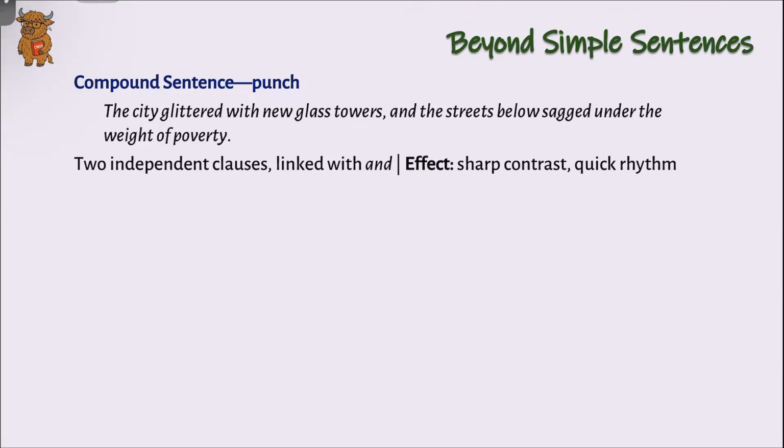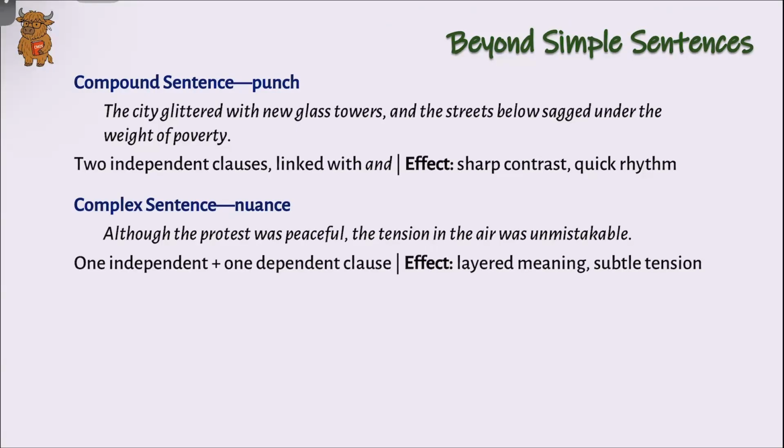We have a compound sentence with two subjects, and two things that the subject does, separated by a comma and an "and." We have a complex sentence that is nuanced. We have one independent and one dependent clause. So you've got some layering there. You could layer these dependent clauses to build a beautifully complex sentence.